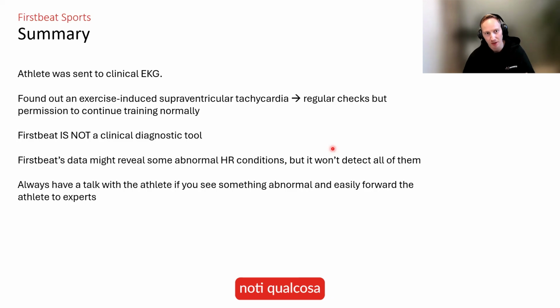If you notice something like this, always have a talk with the athlete. If you see something abnormal, easily forward the athlete to the experts. I wanted to bring this up here because this is a very important thing. If you notice something like this, always have a talk with the athlete and forward the athlete to the experts.